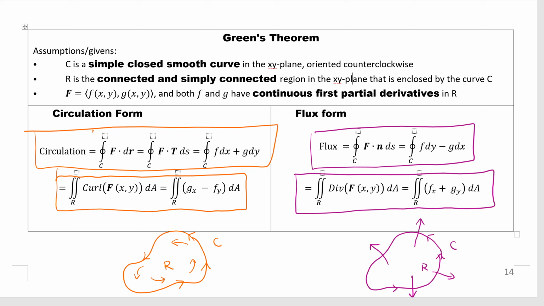Okay, now that is our Green's theorem. We have two forms, and it relates four different concepts.